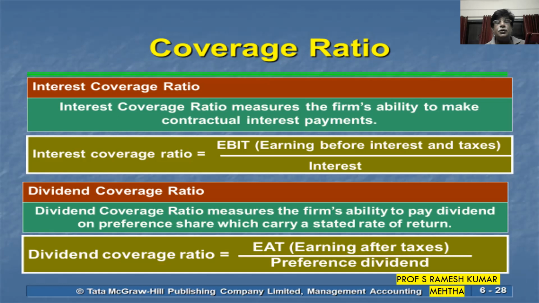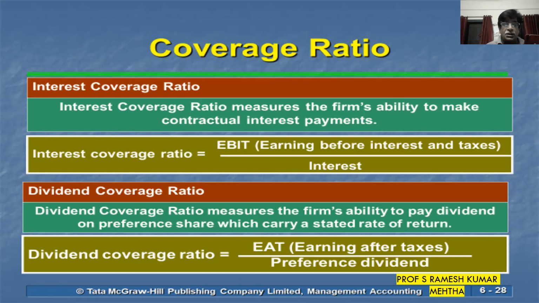On this preference share capital, you have to pay a preference dividend. You are raising capital from preference share capital, so you have to earn an adequate amount of profit to pay the preference dividend. The dividend coverage ratio, also called the preference dividend coverage ratio, speaks volumes about the ability of the company to pay preference dividend on preference share capital.